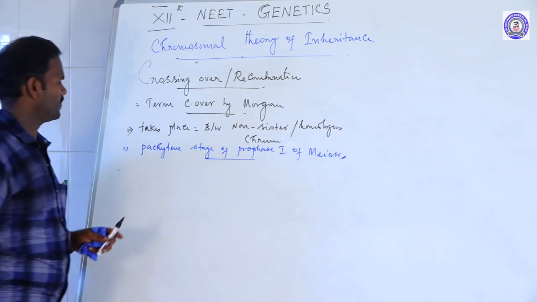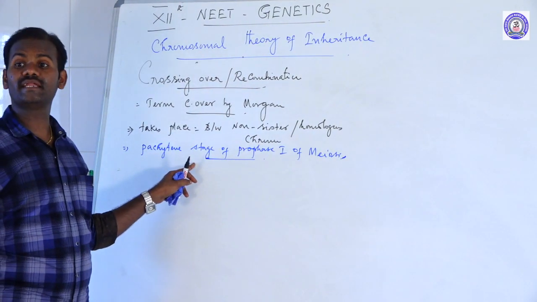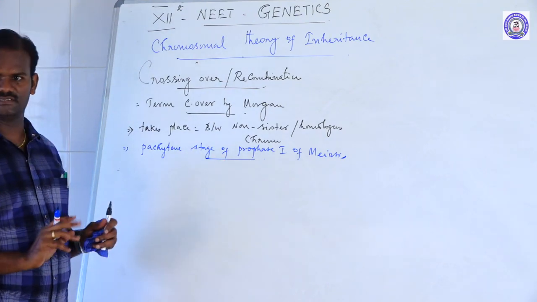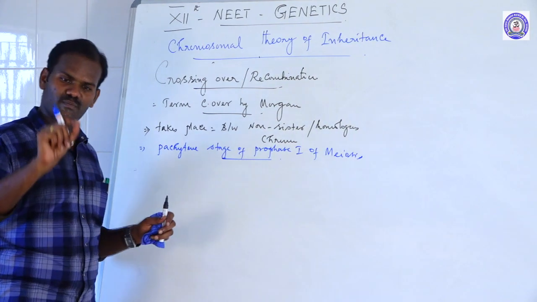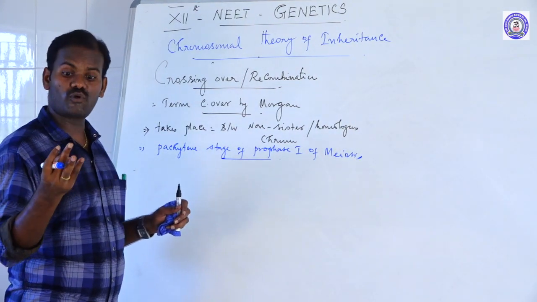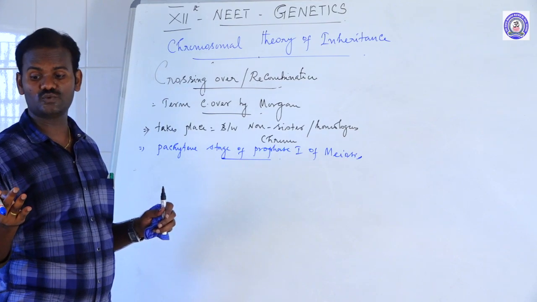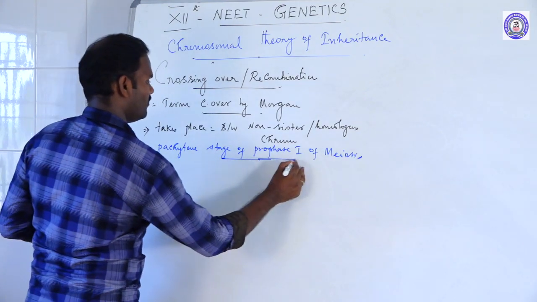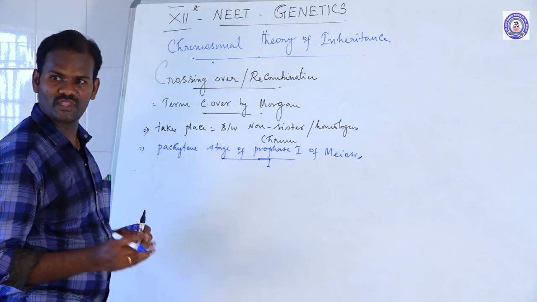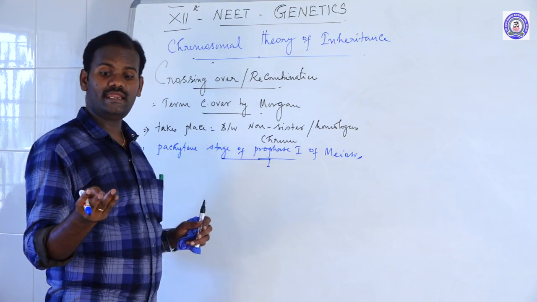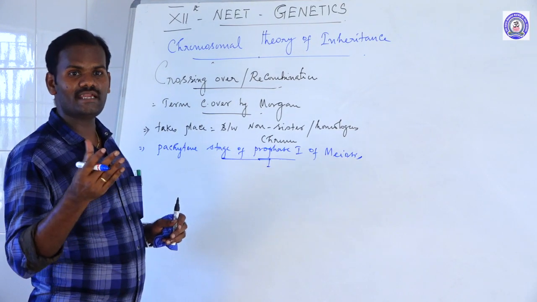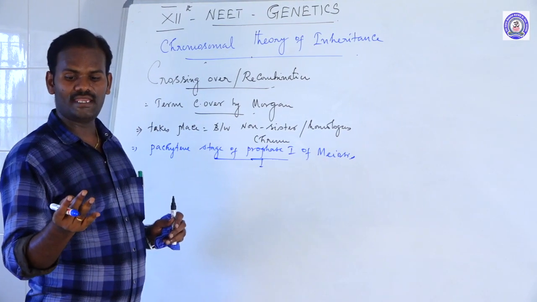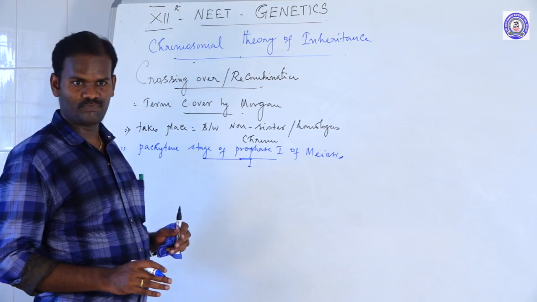Actually, crossing over takes place in the pachytene stage of prophase 1 of meiosis 1. There are two types of meiosis: meiosis 1 and meiosis 2. Meiosis 1 is further subdivided into prophase 1, metaphase 1, anaphase 1, and telophase 1. Prophase 1 is further subdivided into 5 stages: leptotene, zygotene, pachytene, diplotene, diakinesis. Remember this order.